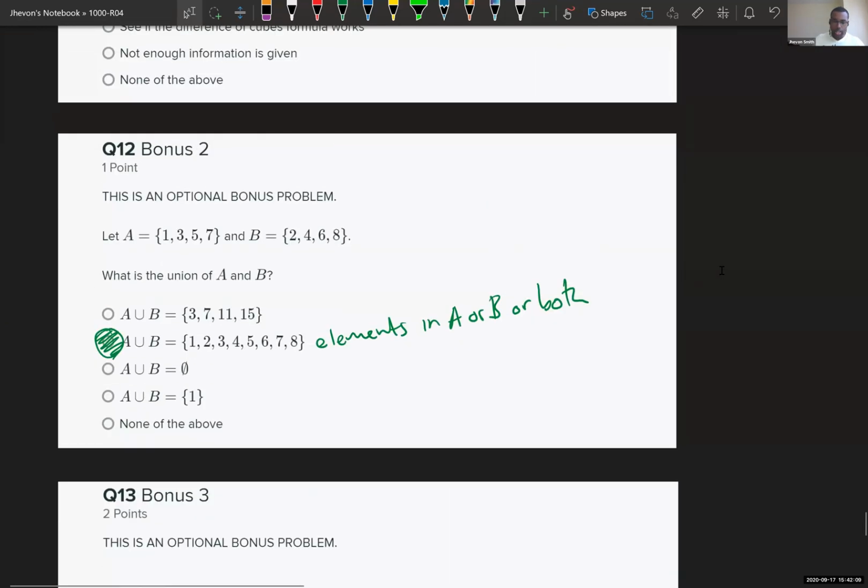By the way, if I were to ask you what the intersection is, if I ask you A intersected with B, what would you say? The empty set. It's the empty set. They have no intersection. So the third choice is actually the intersection.